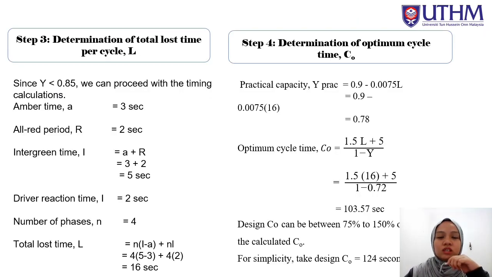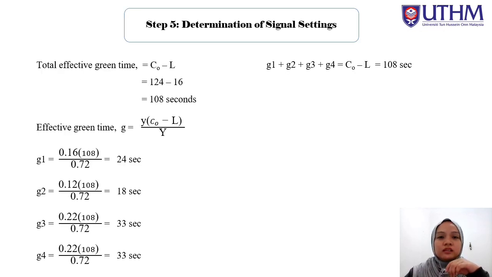And step 3 is to determine the total lost time per cycle, and the total lost time is 16 seconds. And step 4 is to determine the optimum cycle time, and the optimum cycle time that we have calculated is 124 seconds. And next step is step 5, which is determination of signal setting. The total effective green time that we have got is 108 seconds, and this is all of the calculation.